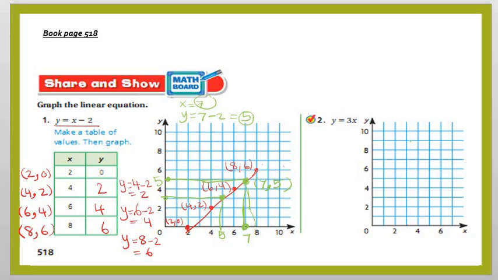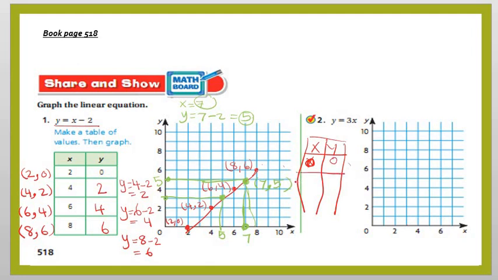Now let's go to example number 2. It says here that y equals 3x. Did he give me a table like this? No, but I can easily make one here. Okay. X and y. X equals 0. When x equals 0, y equals what? 3 times 0 equals 0.